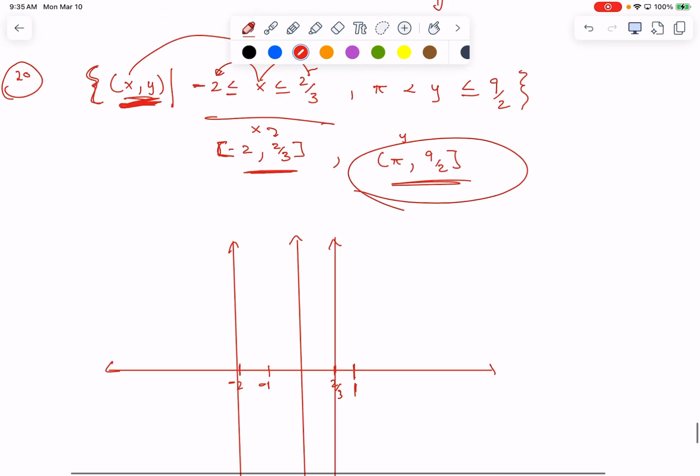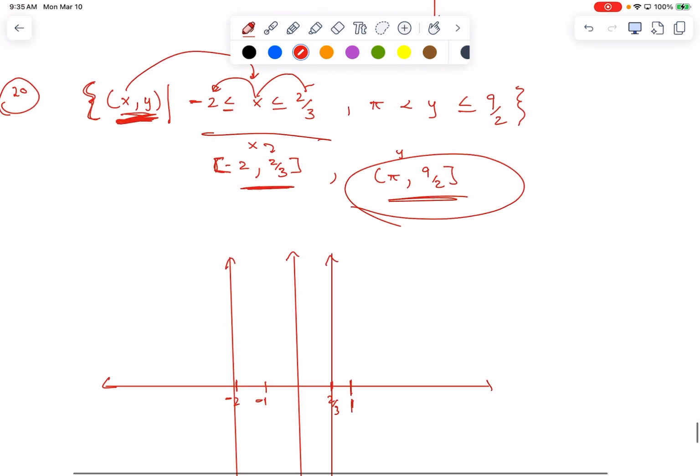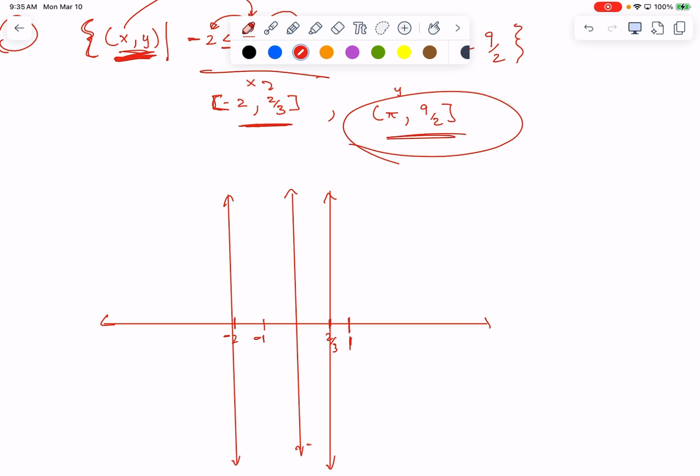So let's go to pi first. What is pi? 3.14. So let's go up to pi. So let's see. 1, 2, 3. So 3.14. What kind of line is that going to be? Why is that one dashed? Because it's open. All the points are open. So we use a dashed line to represent an infinite number of open points, because we're saying it's not included.